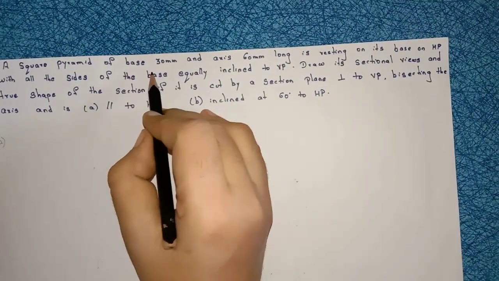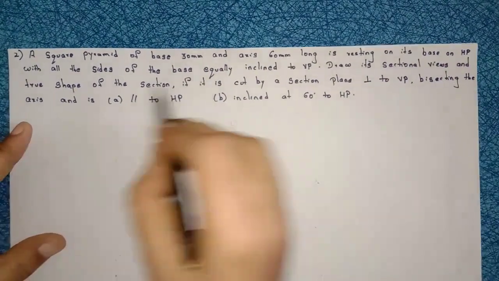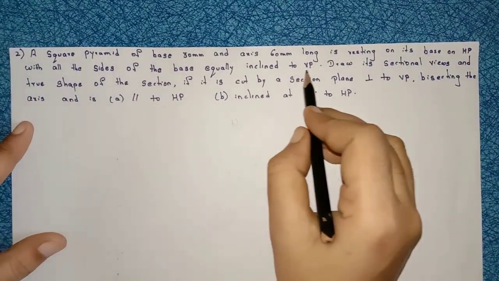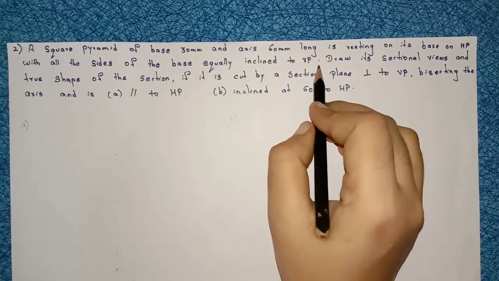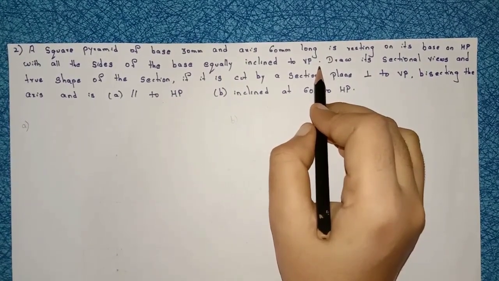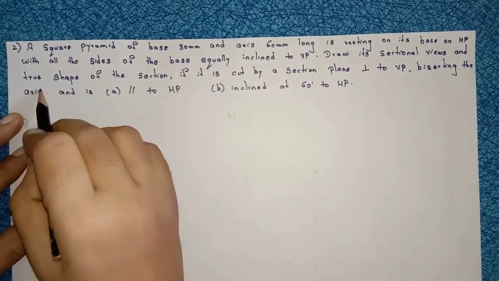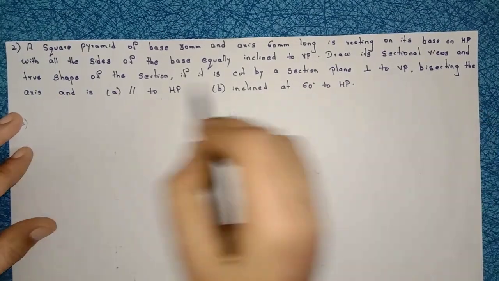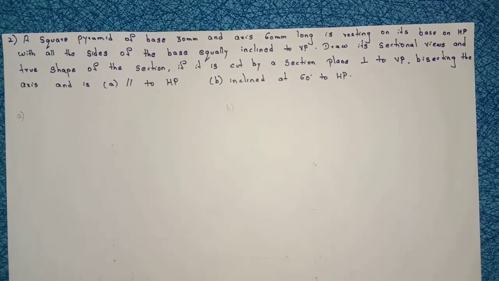A square pyramid of base 30 mm and axis 60 mm long is resting on its base on HP with all sides of the base equally inclined to VP. Equally inclined to VP means the angle is 45 degrees. So with the help of 45 degrees, we have to construct the square on HP. Draw its sectional views and true shape of the section if it is cut by a section plane perpendicular to VP, bisecting the axis and inclined at 60 degrees to HP.